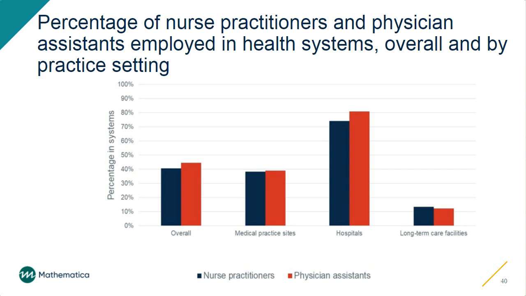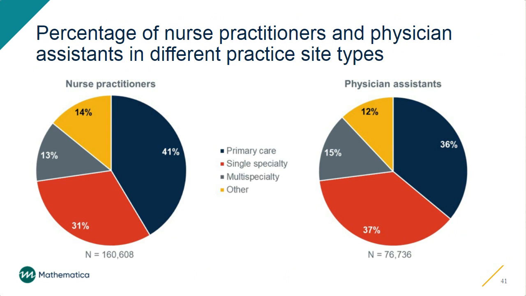Okay, so in the next slide, we're going to drill down a level to examine the extent of NP and PA employment by systems among different medical practice site types. So just digging into this medical practice site category. First, as context, here we are defining practice site types based on the specialties of the physicians in the practice. So 41% of NPs and 36% of PAs are in primary care practice sites.